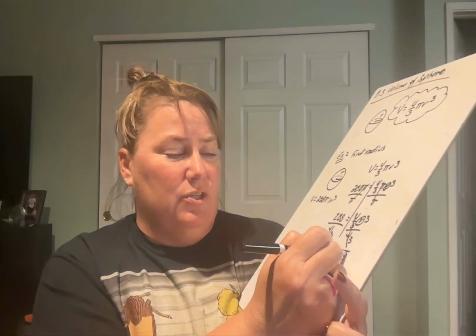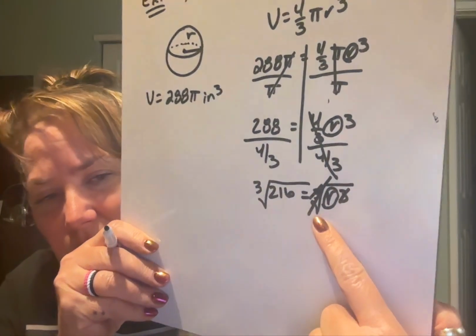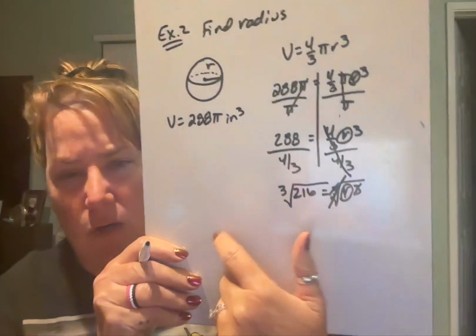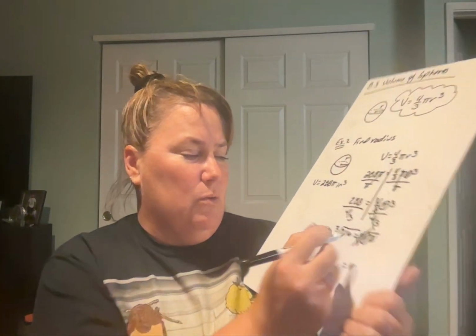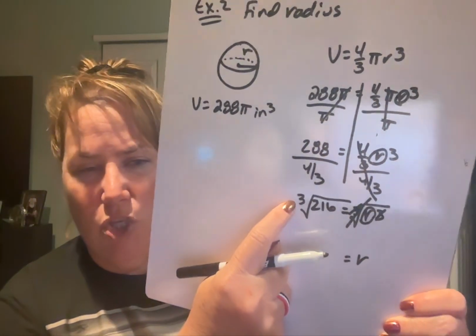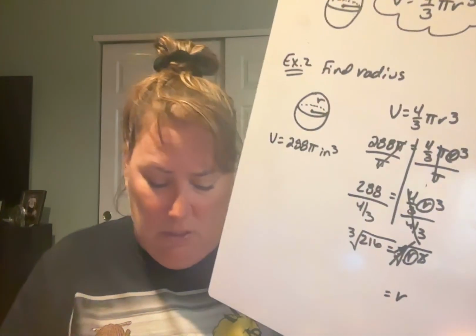So what you end up having is you're going to cross off your 3's and you're going to cross off this guy. I'm going to make it bigger over here so you can actually see it. So you have r equals, now you have the cube root of 216. That's how you say that. You always read the power first.